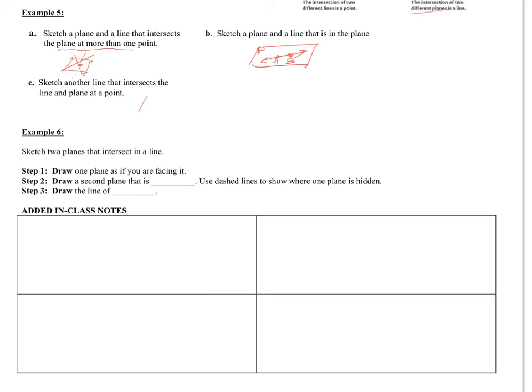So basically it wants us to sketch another line. I have to draw in line AB again. Label the plane P and perhaps draw a line intersecting this line already, and we'll call that point C. And we can name this line D. Okay, let's do one more.